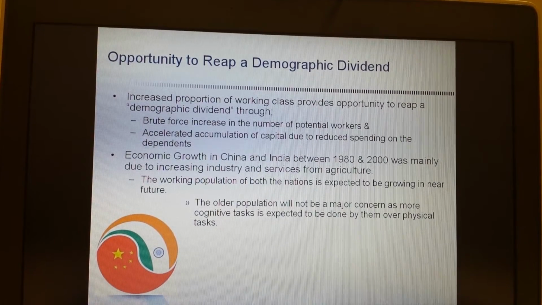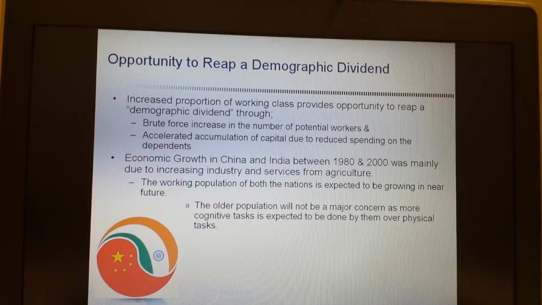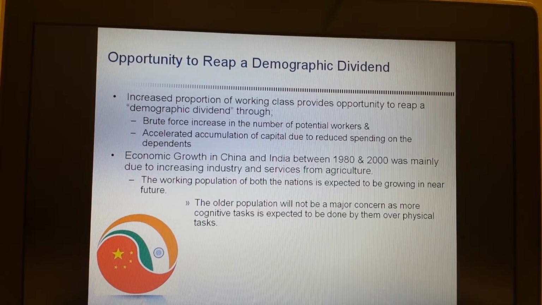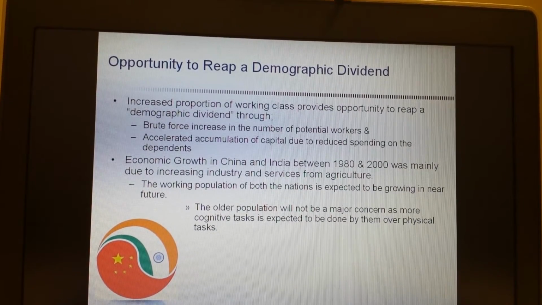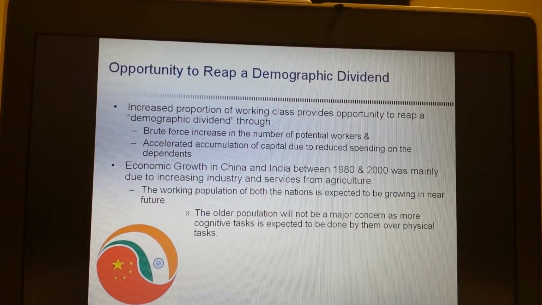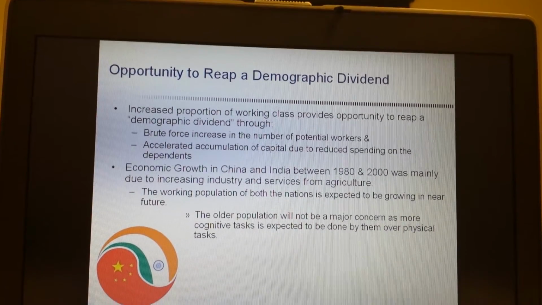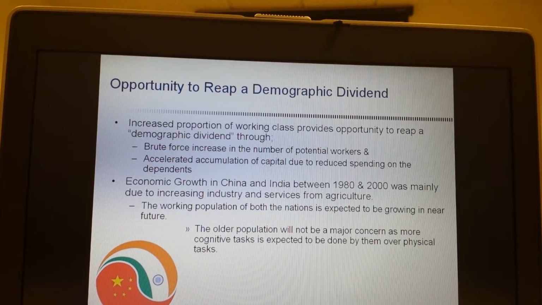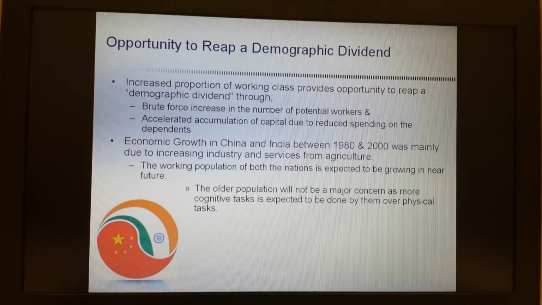In India and in China, from 1980 through 2000, agriculture was considered a major occupation. But over these 20 years, there has been more industrialization and services related to these industries, which has led to industry becoming the major occupation now. This has helped both countries boost their economy in the recent decade. The working population of both nations is expected to grow in the near future, and the older population will not be a major concern as more cognitive tasks are expected to be done by them over physical tasks, which is a concern especially when we are talking about older people.